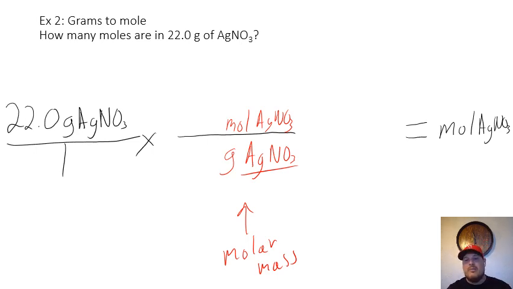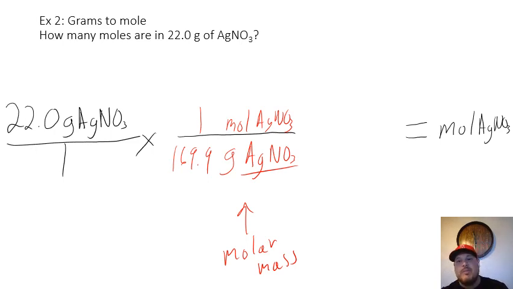Now that I know I'm where I need to be, the next thing I'm going to do is put in the numbers associated specifically with that conversion factor. So for this example, I know that for every 1 mole, and by the way, it's always going to be 1 mole, 1 mole of silver nitrate, I have approximately 169.9 grams of silver nitrate.